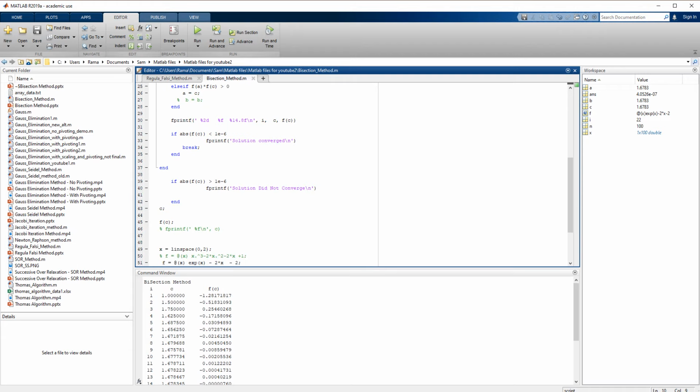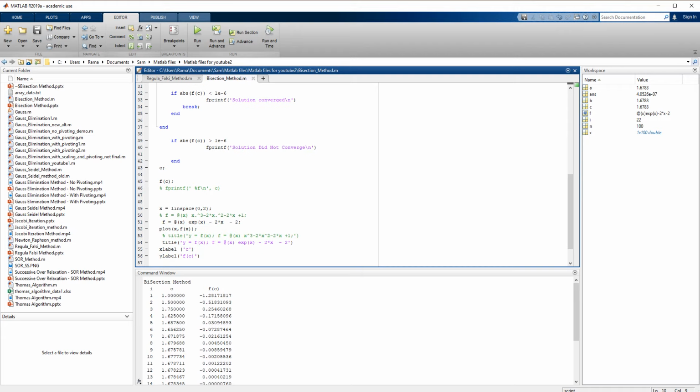And the stopping criterion is set at 1e-6 for f(C). The function f(x) at the estimated root location, f(C), if it is less than 1e-6, then you can stop the iteration. So we run this.